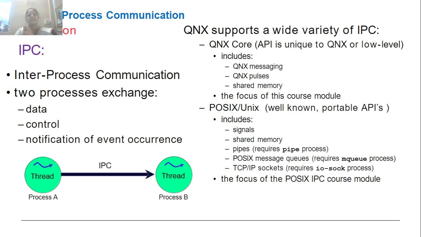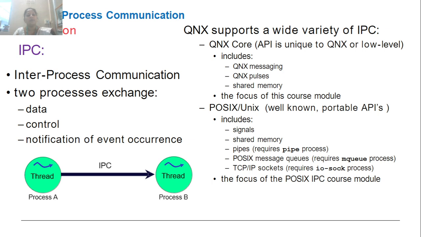QNX supports a wide variety of IPC. There is QNX core, whose API is unique to QNX or low level, which includes QNX messaging, QNX pulses, and shared memory. The focus of this course module is POSIX and UNIX, the well-known portable APIs. For embedded systems, in industry we usually go ahead with POSIX or shell, or it may be Unix or Linux. So here QNX is meant purely for POSIX or Unix systems.